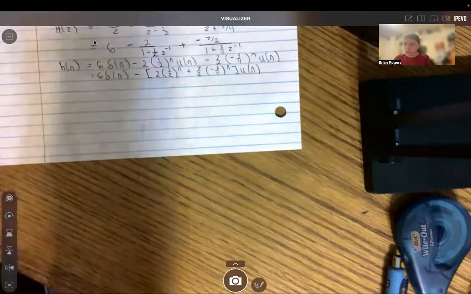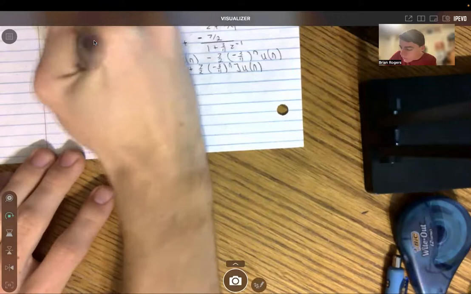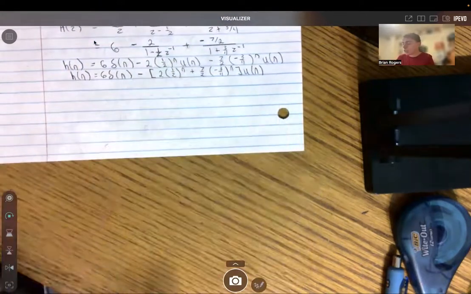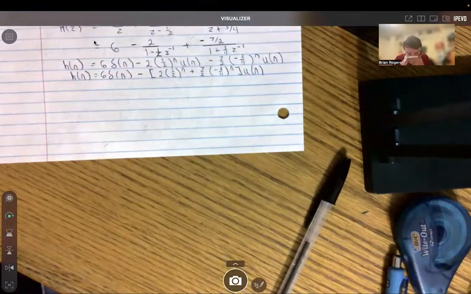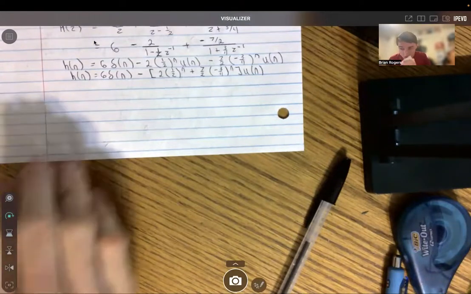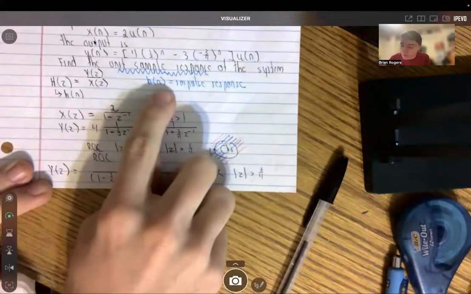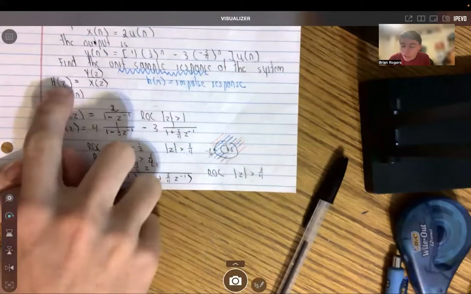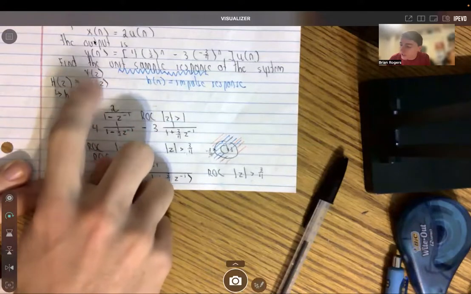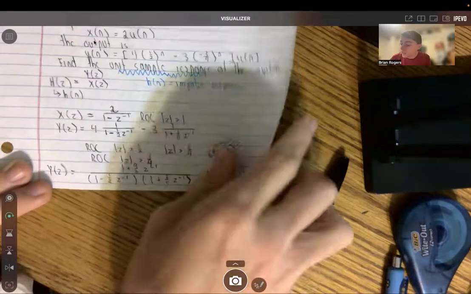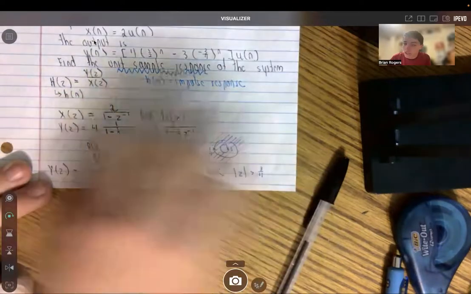So the big thing here, when you got your impulse response, that's your answer right here, the final one, you need to recall that when you're trying to find the impulse response, that's your h of n. And remember, in order to find h of n, you need to find H of z. So you need to take the z transform of your output and the z transform of the input, get your H of z, and then once you get your H of z, you do the inverse z transform.